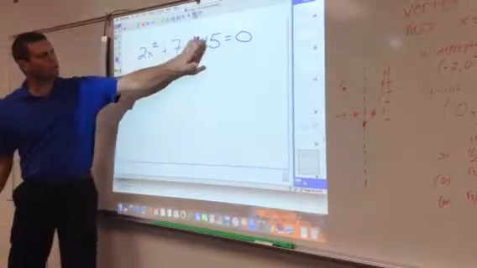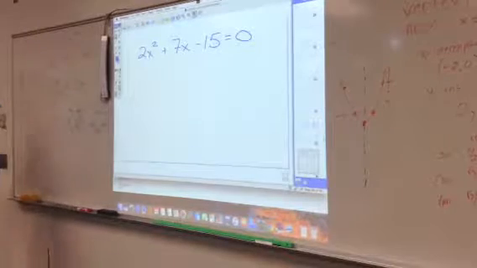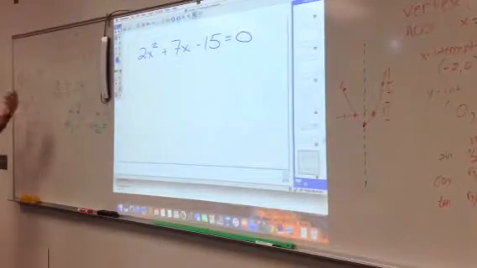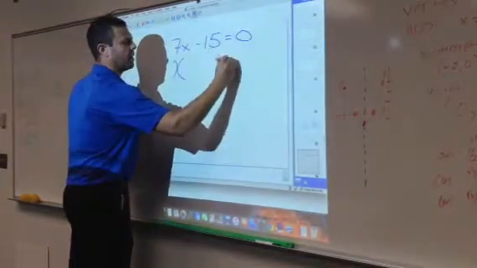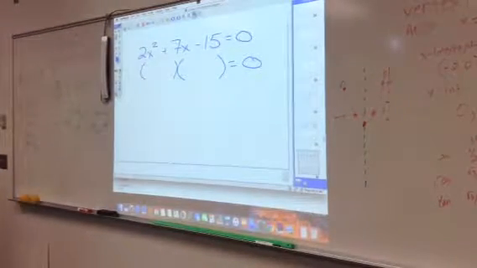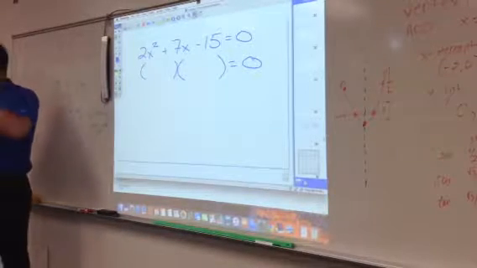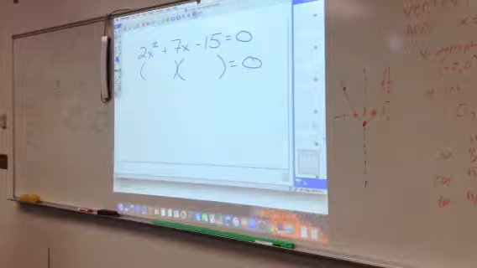I looked at all three terms and I asked myself, is there a greatest common factor? Do all three terms have anything in common? No. So I can't pull out a greatest common factor. So I'm just going to go ahead and make my two sets of parentheses. Why is there only 2 if there's 3 numbers? When you multiply them back together, it'll end up being 3 terms.